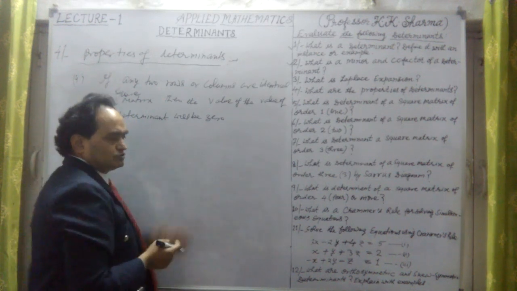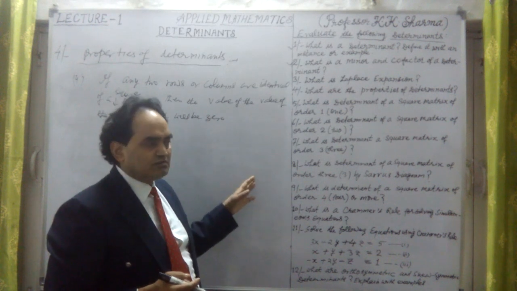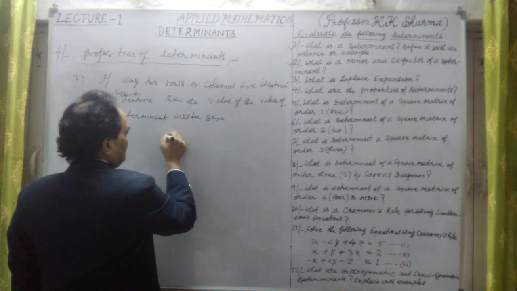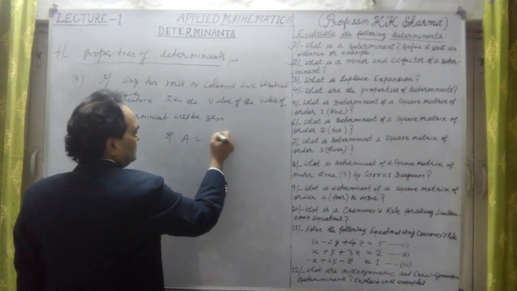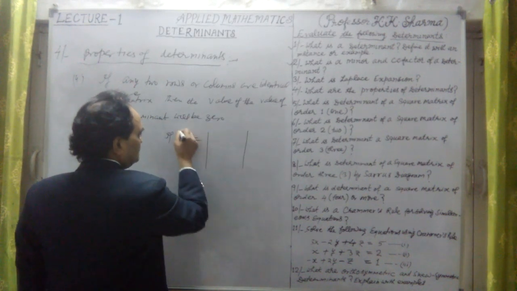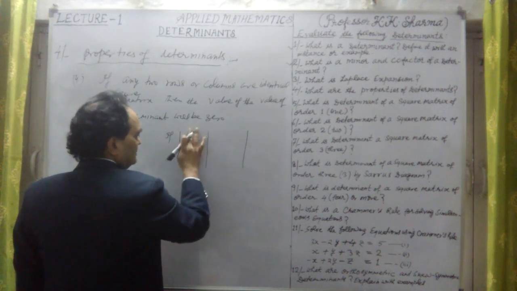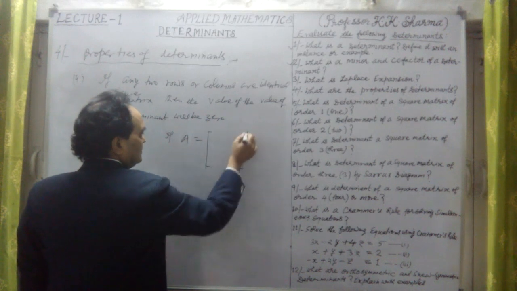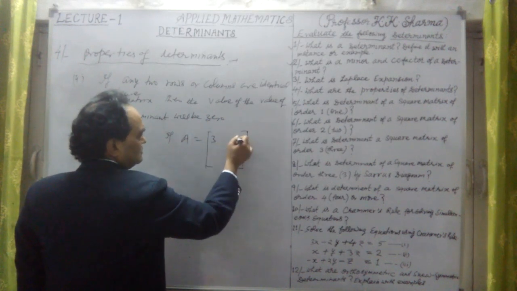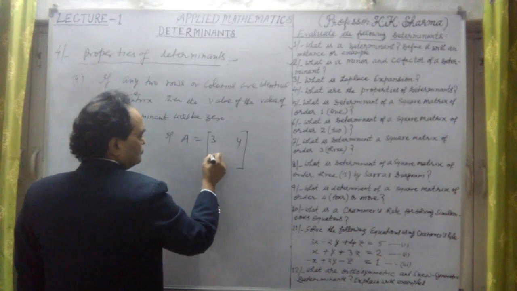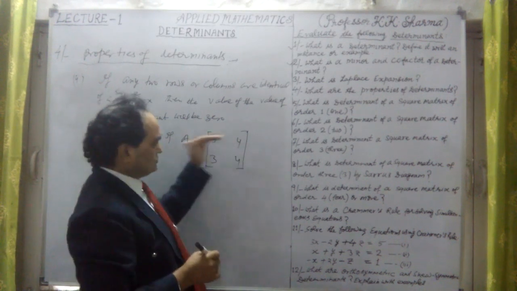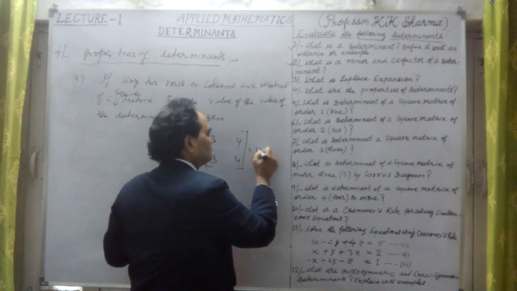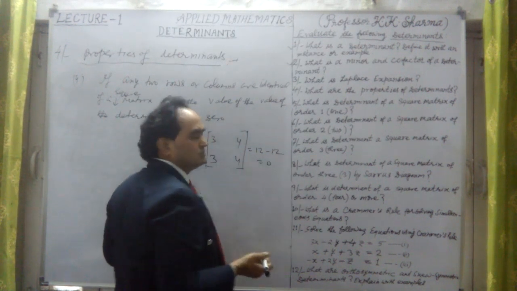Now in a square matrix of order 2, it's very simple, we can prove it very easily. Let me take A here, having the same rows. Writing in matrix form, this is a square matrix, 3, 4 and this is also 3, 4. Same rows have the same quantity, answer is 0. Why? Because this is 12 minus 12, 0.